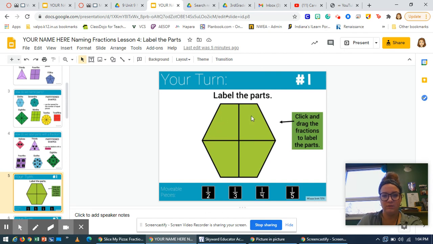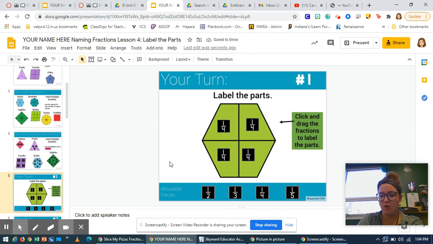So we have 1, 2, 3, 4. This shape is split into fourths. And each piece is one part out of 4 total, or 1/4. So I'm going to click and drag 1/4, and this is 1/4, to each of those pieces to name them. So each of those pieces are a fourth of the total.